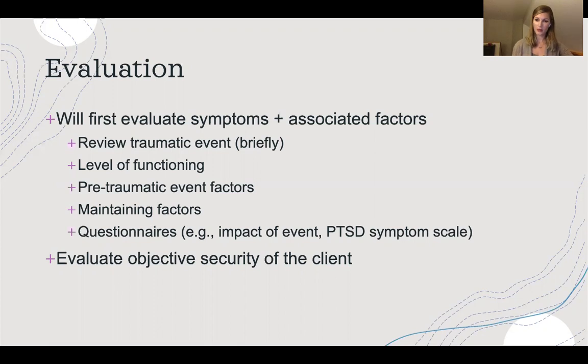The other important thing that we would want to do in an evaluation session is to evaluate the objective security of our client. And so there's a couple of really important things that we would be on the lookout for here. The first is, is our client in a safe situation to be able to start therapy? For example, if a client is coming in with PTSD related to domestic abuse, we would want to make sure that the client is not currently living in a situation where domestic abuse is occurring, because that doesn't create a safe situation for us to start therapy.